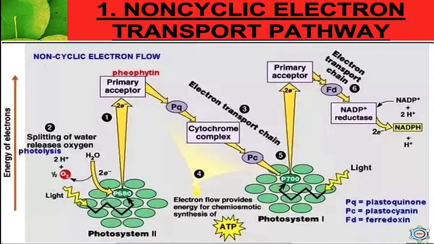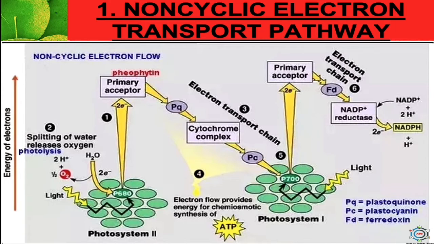So the high energy electrons that leave photosystem second are captured by quinone, which is the primary acceptor, which sends them to an electron transport system consisting of plastoquinone, that is PQ, here you can see that, then cytochrome complex and plastocyanin. Every time electrons pass from donor to acceptor, the reduced donor is oxidized and the acceptor is reduced.